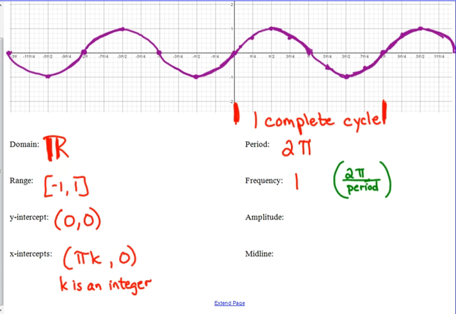Now, the amplitude. The amplitude is defined as the height of the function from the midline. It's the height of the graph measured from the midline.